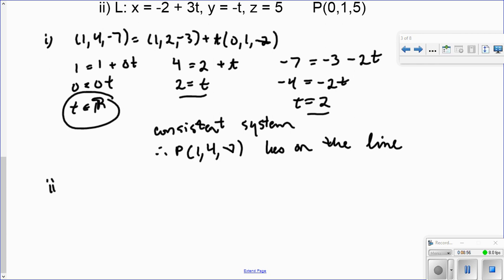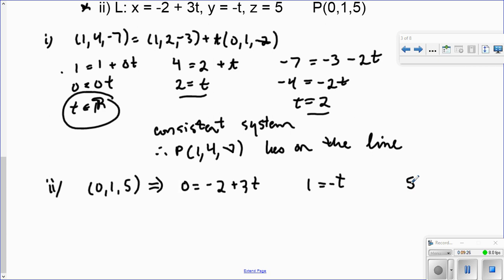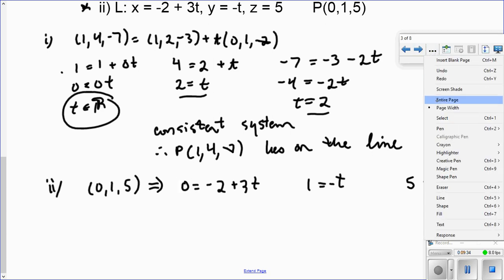Now what about the next one? My point is 0, 1, and 5. Oh, it's in a parametric equation form. So I can put in my value of x is 0, negative 2 plus 3t. And my value of y is 1, and according to my parametric equation, it's negative t. And my z value is 5. So that's a clear balance here.